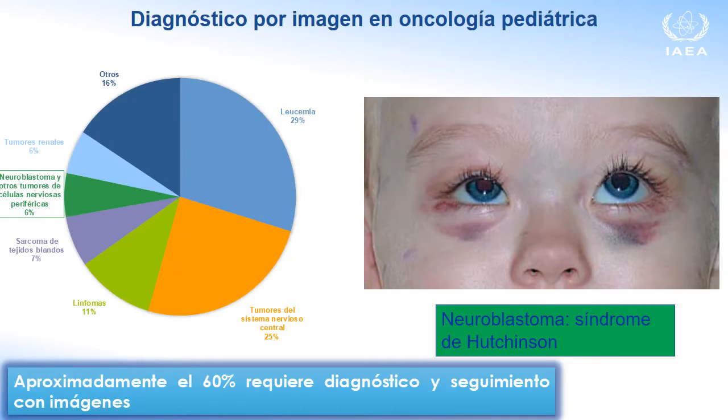Now let's look at the diagnostic imaging in pediatric oncology. You see that regarding what we said before, we can use SPECT CT for neuroblastoma, that is 6%, soft tissue sarcoma 7%, eventually brain tumors 25%, and stop. However, 60% of those tumors require diagnosis and follow-up with imaging, of course.